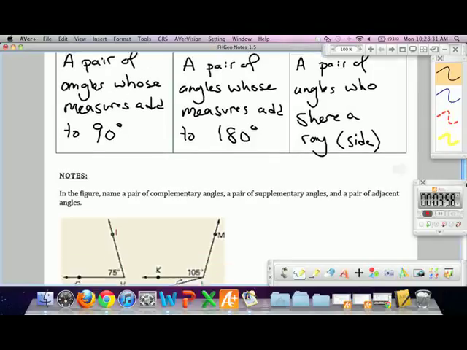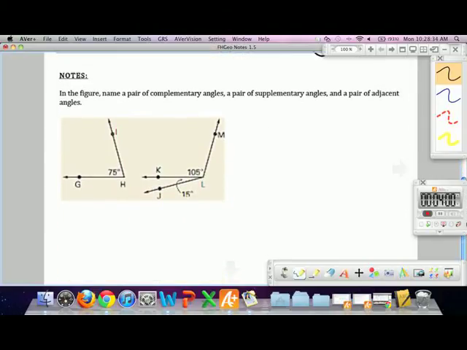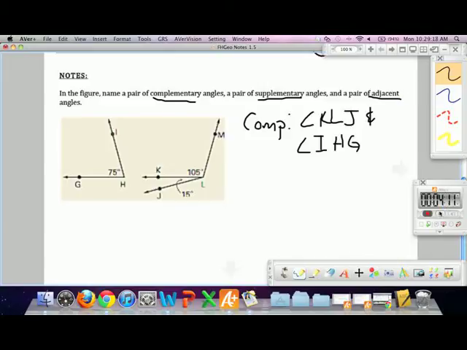are complementary, a pair that are supplementary, and a pair that are adjacent, please, and label them. Absolutely. This pair, KLJ and IHG, are complementary. The angles add up to 90. Supplementary pair: IHG and MLK. Angle IHG and angle MLK. 75 plus 105 is 180. Absolutely. Those would be a supplementary pair.